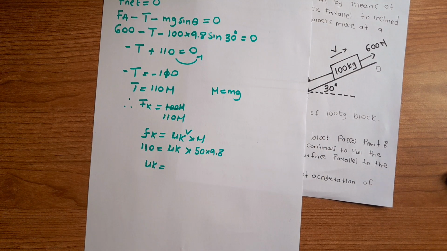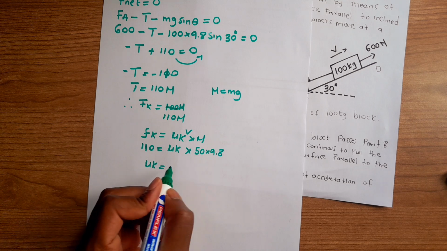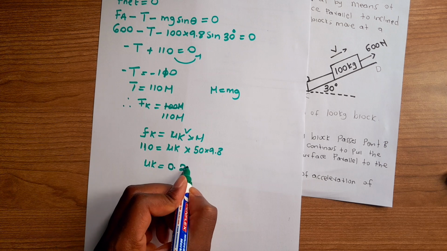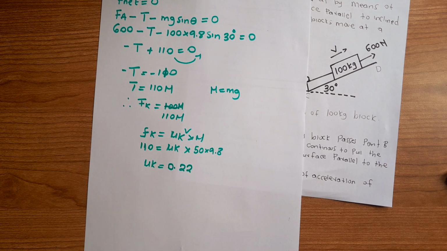Let me hit my calculator. I'm going to get 110 over 50 times 9.8. That is actually going to be 0.22. It doesn't have SI units because they actually cancel out. Okay.